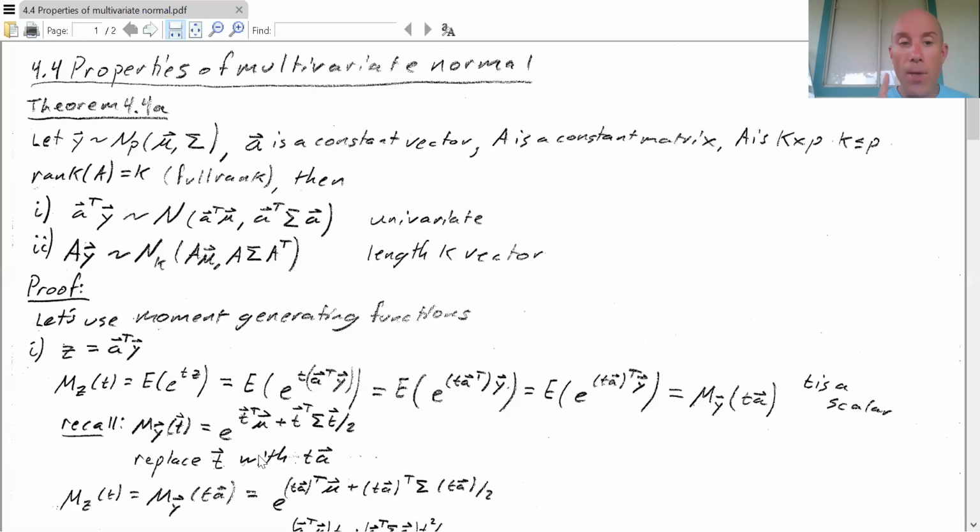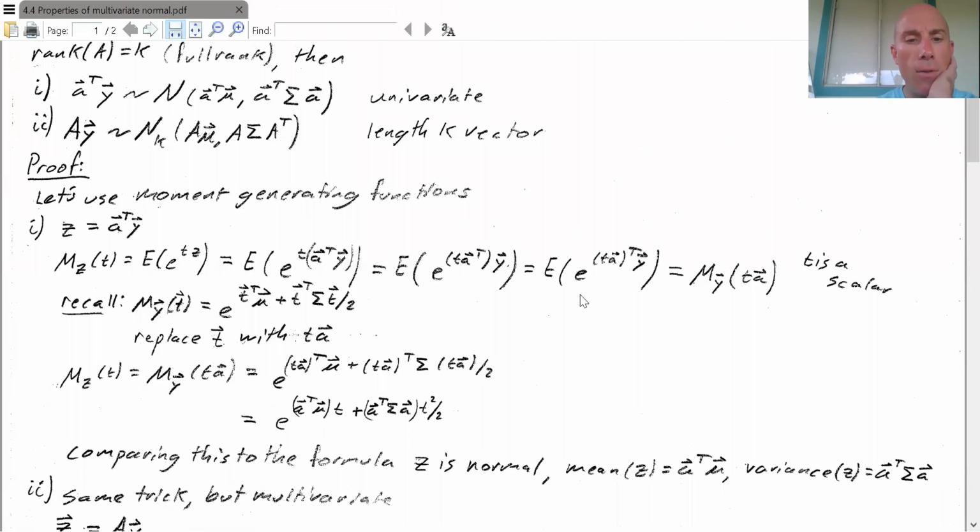If I think back, the moment generating function for Y regularly is just going to be this: e to the power of t transpose times mu plus t transpose sigma t, all divided by 2. Over here is the mean, over here is sigma. Because I recognize this form, I can invoke this formula, and when I do, I replace t with t times A. I take this formula, replace t with t times A, and I get this. Now I'm taking a look at that, and that's almost what I want. It's almost a moment generating function that's really juicy and nice.